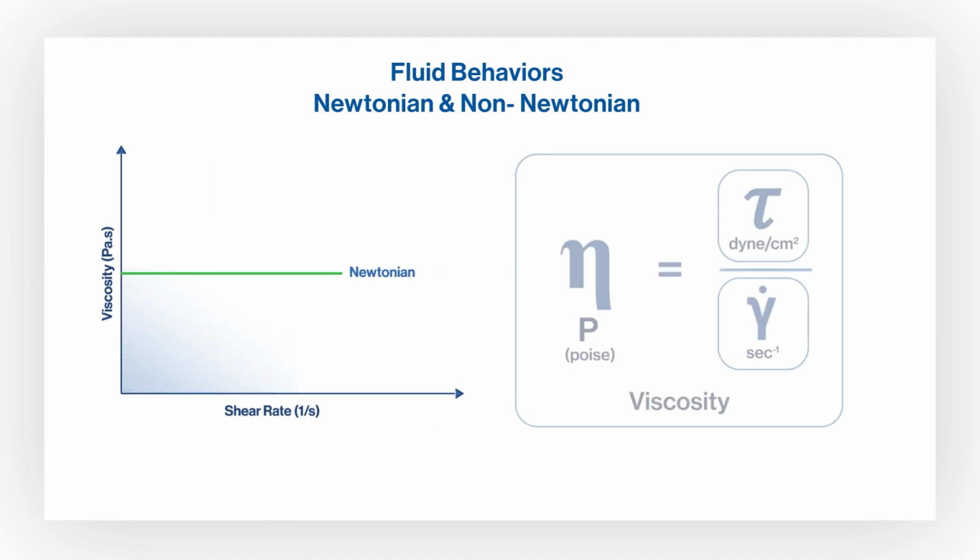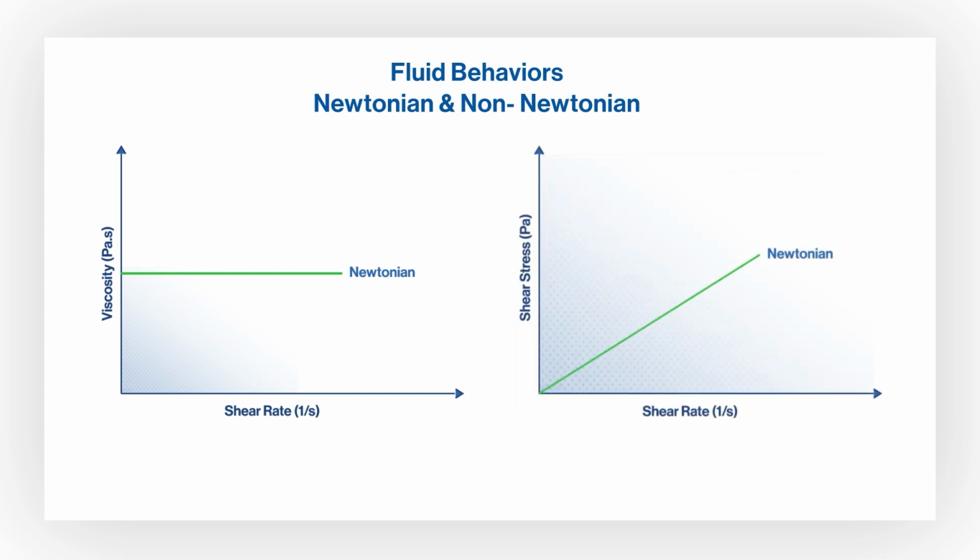Remember that viscosity is equal to shear stress divided by shear rate. The graph on the right shows that as long as the relationship between shear stress versus shear rate remains constant, the viscosity will always remain the same.